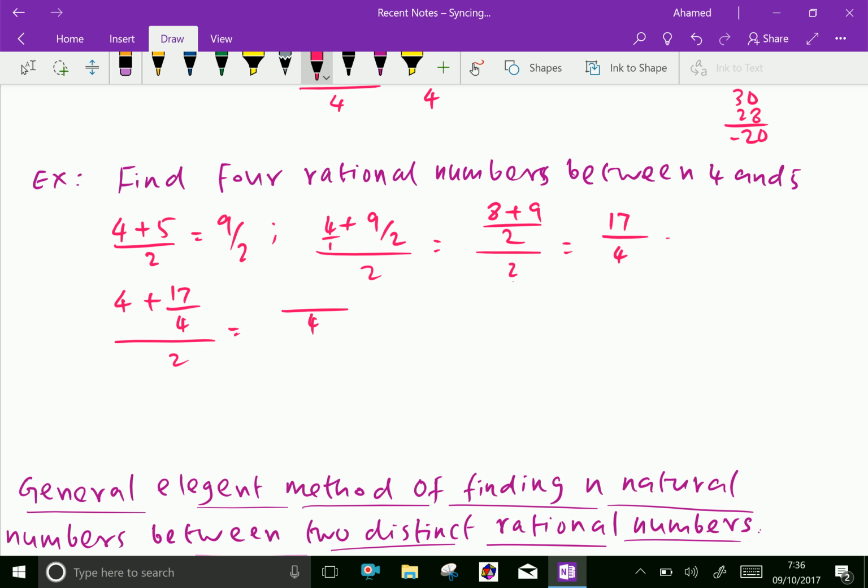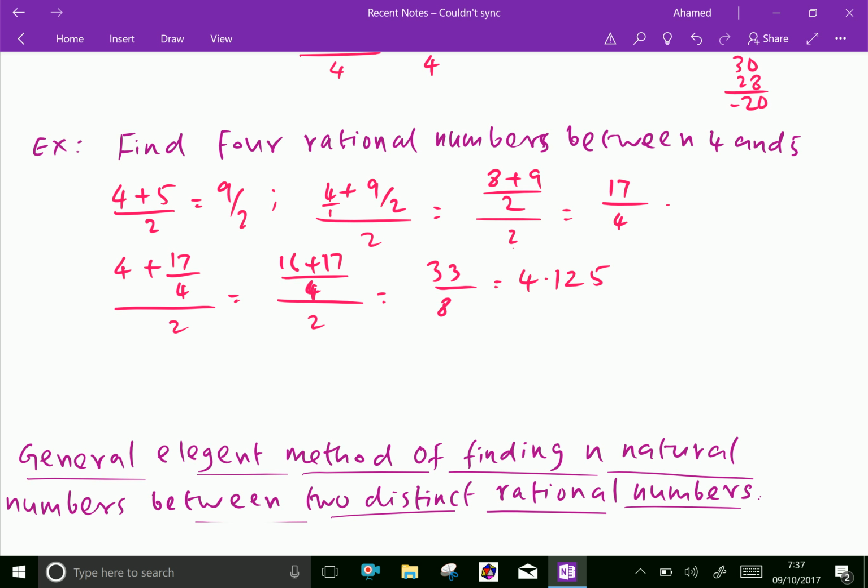Here 4 is an LCM, then 4 fours are 16, plus 17 over 2, which is 17 plus 16 is 33 over 4 into 2 is 8. So here, 4 8s are 32, 1 carries, add 0, then 1 8s are 8, 2 carries, add 0, 20, that is 2 8s are 16, 4 carries, 5 8s are, means 4.125.